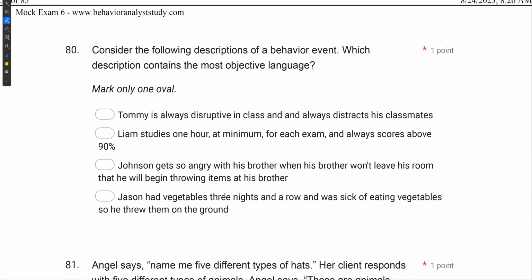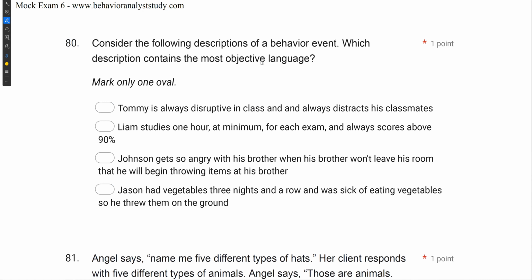80. Consider the following descriptions of a behavior event. Which description contains the most objective language? All right, whenever we're describing or defining behavior, we want to be objective, right? And objective is the opposite of subjective. When we're subjective, we're giving our opinion, our beliefs, our thoughts on what happened. Objective is an empirical classification and description of what actually occurred. There is no opinion in objective language. Objective language is what occurred. So we're looking for a description that limits the amount of opinion or thought or feeling or belief contained within the description.